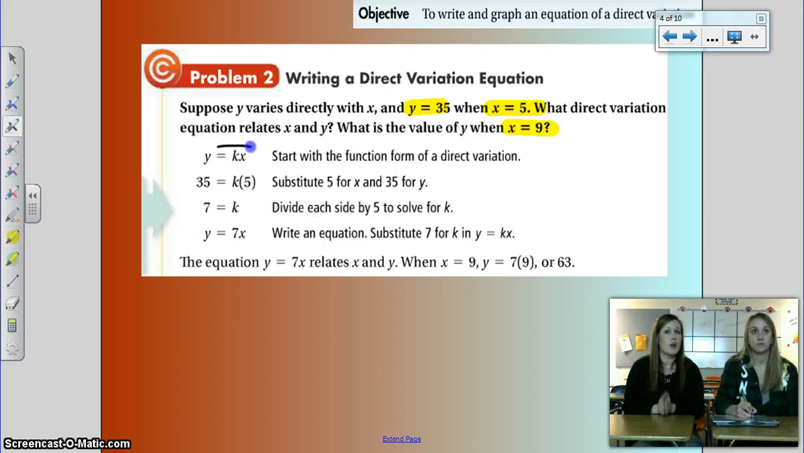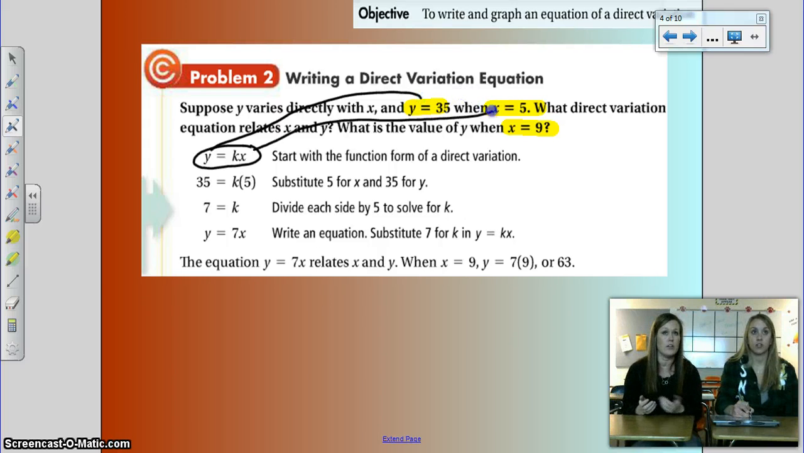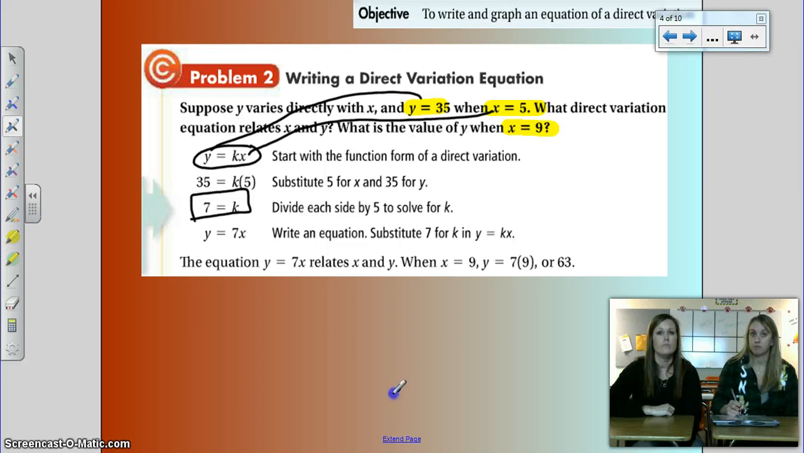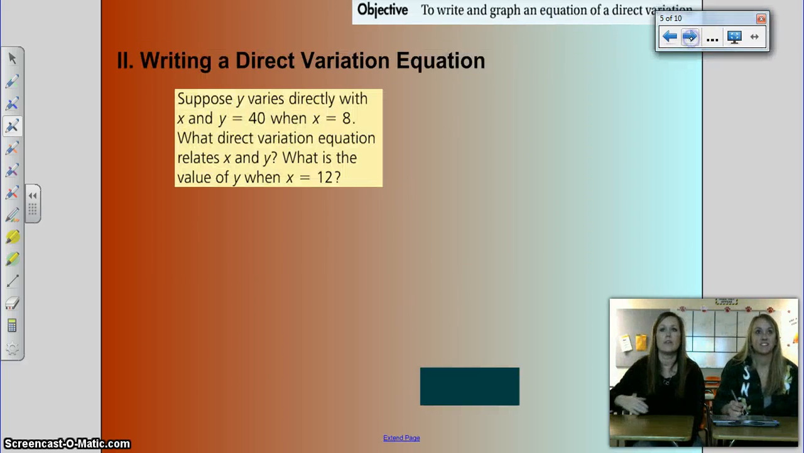So I'm going to start with my function form, y equals kx. And then I'm going to substitute in the numbers where they go. Again, you're just plugging. We're finding k, and then we're solving for k. And then plug that in for k. Then once you get this far, plug in 9. So let's look at what this really is going to look like.